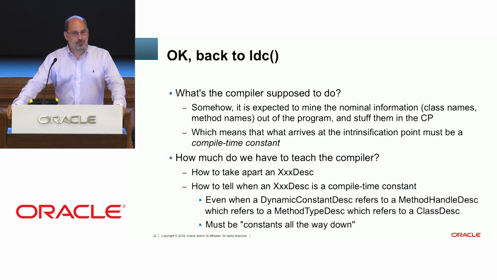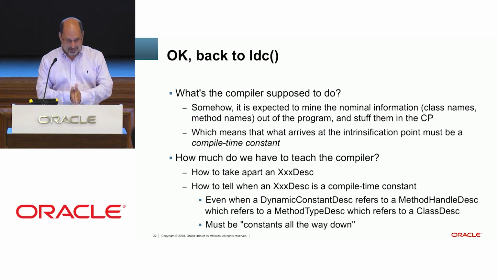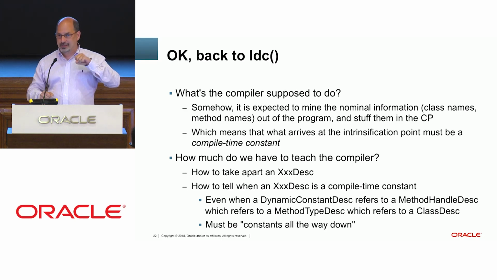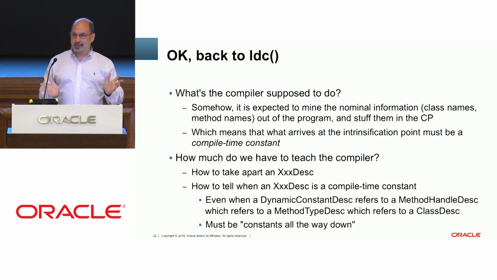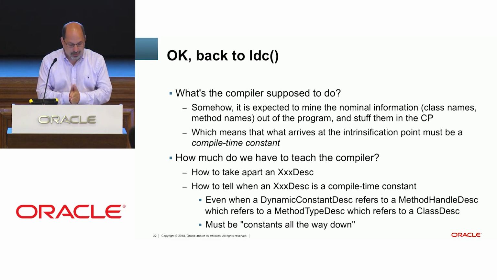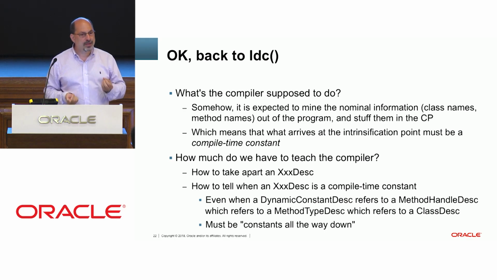So the compiler is supposed to look at that code and grovel through all of that stuff and say, okay, I know how to pick out all the little nominal bits that are going to go into my constant pool, and so I'm going to find them in the program. I hope they're all compile time constants, because we have problems otherwise. And I'm going to stuff them into the constant pool, and then I'm going to intrinsify the LDC call and generate an LDC. So everything that arrives at that intrinsification point, that LDC method, had better be a compile time constant.